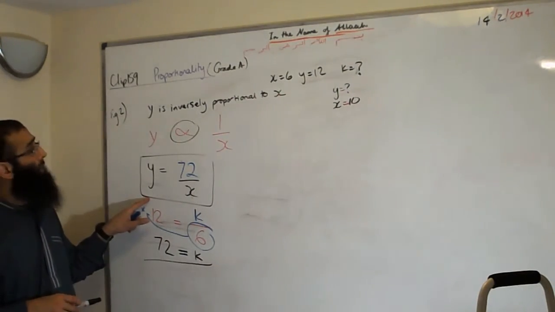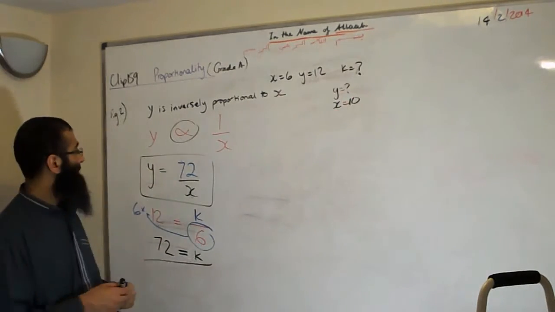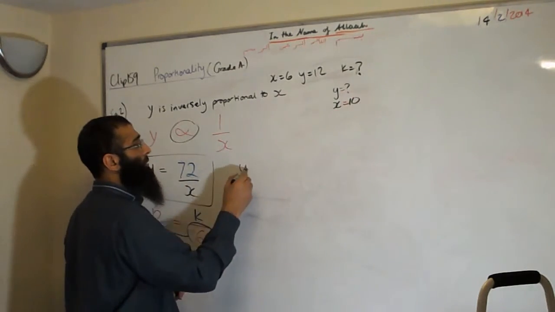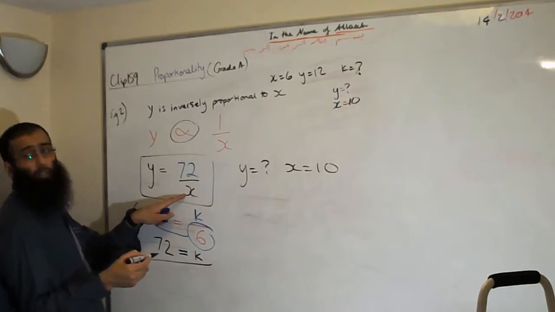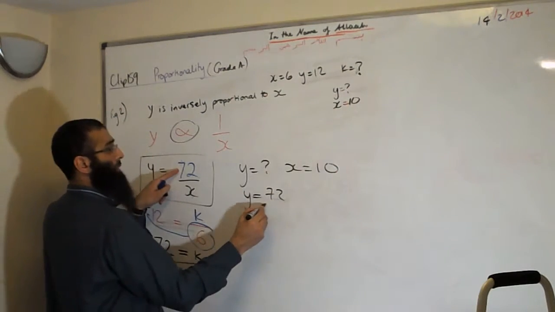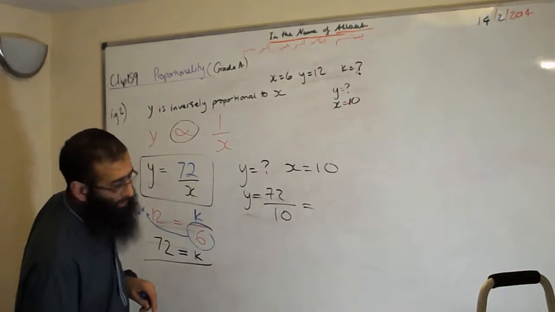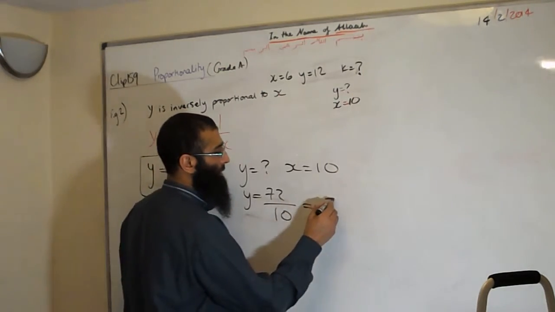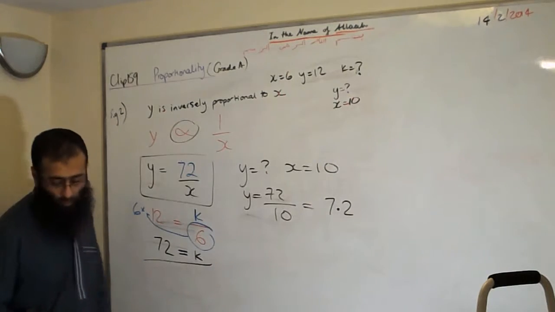Y is equal to 72 over x. Now we need to work out the value of y when x is 10. So what is y equal to when x is equal to 10? So that has become 10. So y is equal to 72 divided by 10. 72 divided by 10 gives us an answer of 7.2. That's that question done.